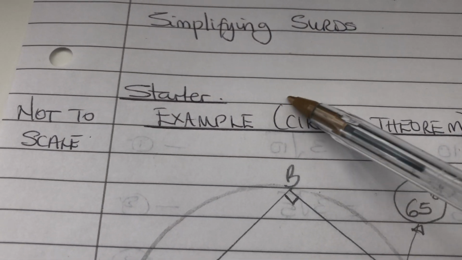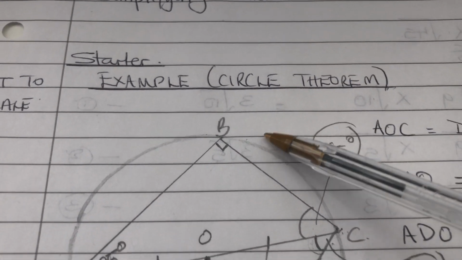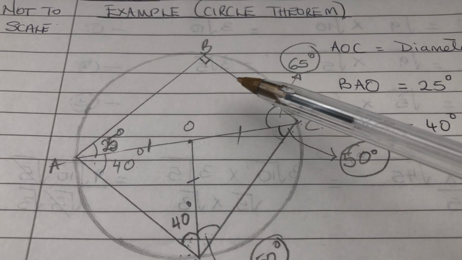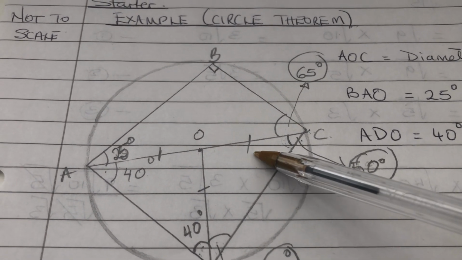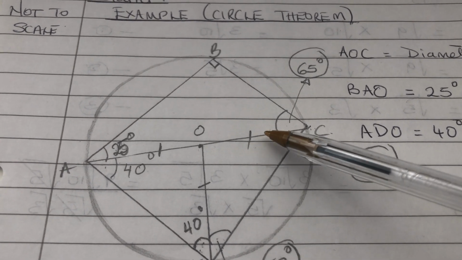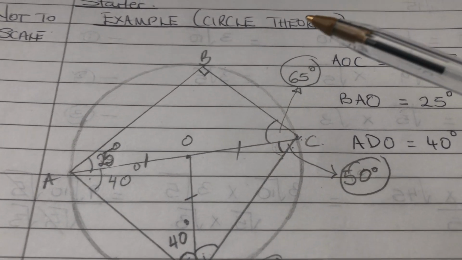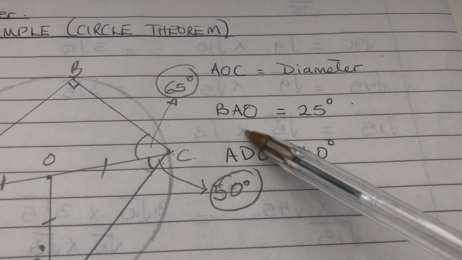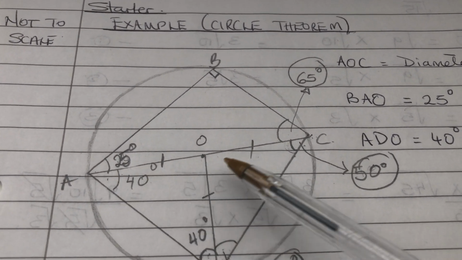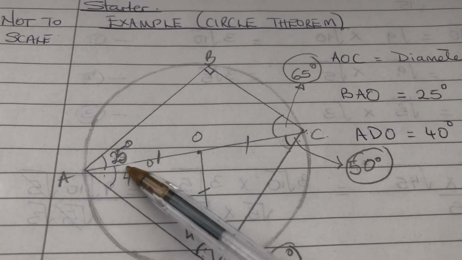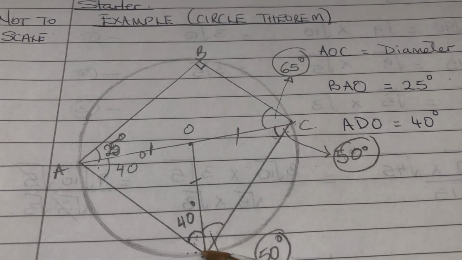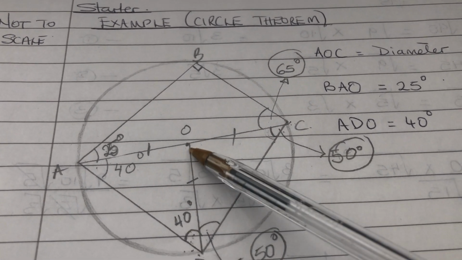Now, these diagrams are not to scale. Today, our starter again is circle theory. When you get the question, look at the diagram. If you've done these questions enough, you will know what to do. Even before you read the question, AOC looks like it's going through the center, so this is a diameter, okay? That is also from the circumference to the center, so that is a radius.